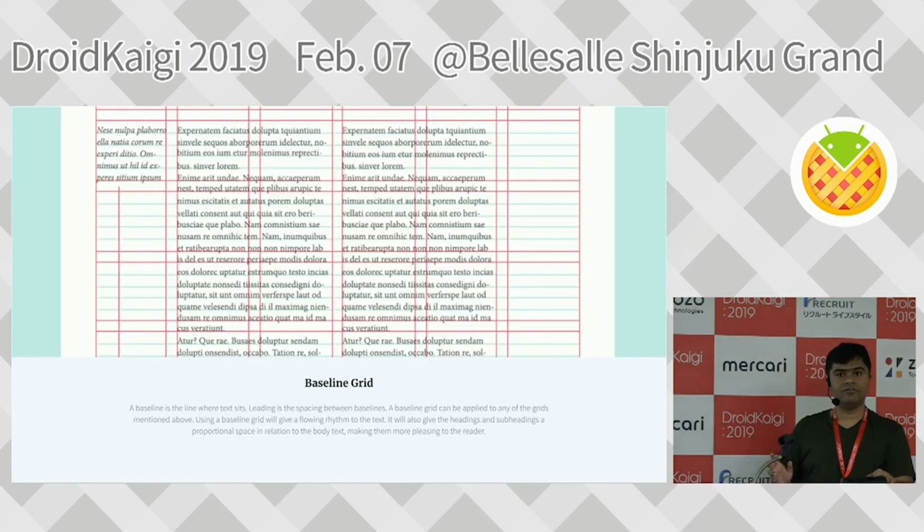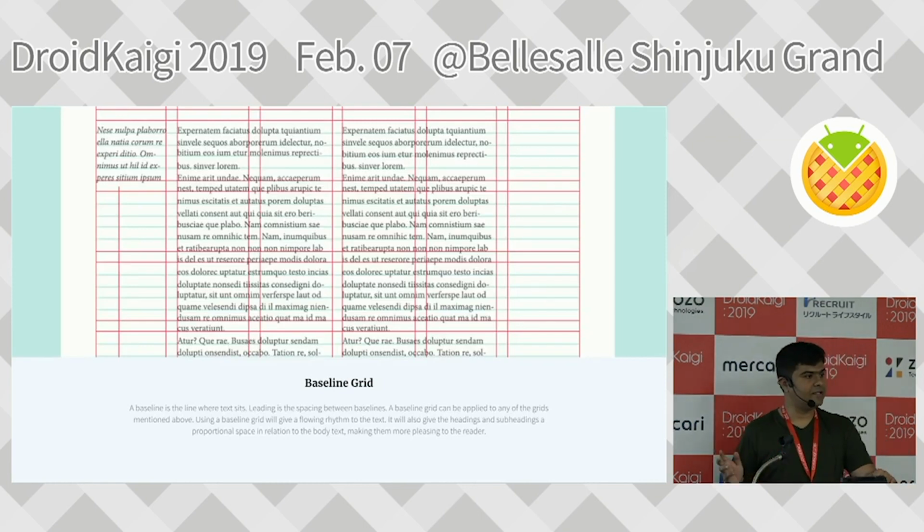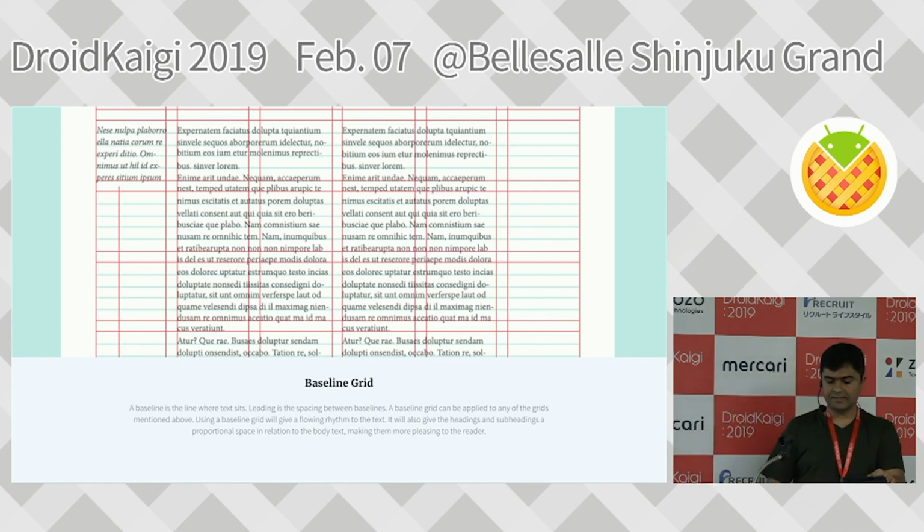Another subset of types of grid is called the baseline grid. Text is typically aligned to the baseline. What is the baseline? The baseline is the line that you write text on. Even in Android applications or newspapers and magazines, text is always aligned to the baseline. And you might have seen this.